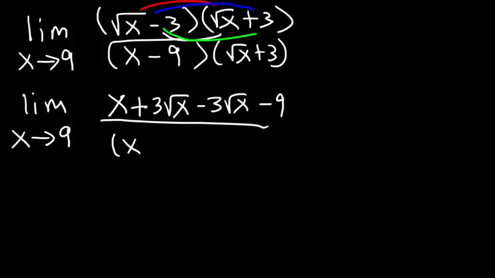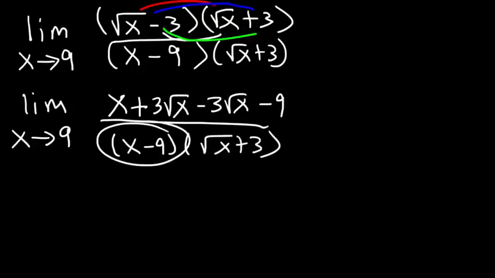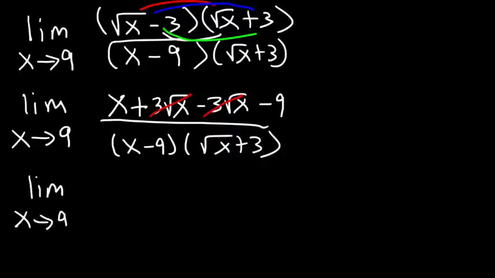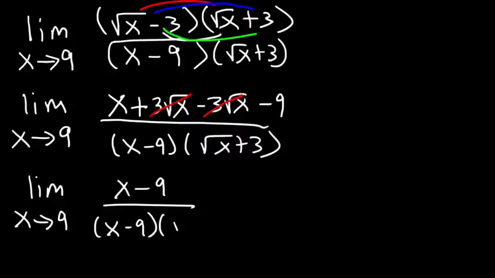Now on the bottom, I'm not going to FOIL the two expressions. I'm going to leave it the way it is, because my goal is to get rid of the x minus 9. I want to cancel it. So now negative 3 and positive 3 add up to 0. So what we have left over is the limit as x approaches 9 of x minus 9 divided by x minus 9 times the square root of x plus 3. So now at this point, notice that we can cancel x minus 9.